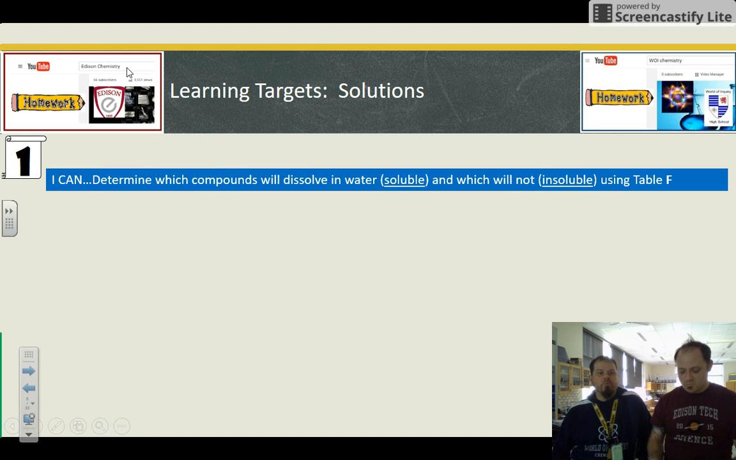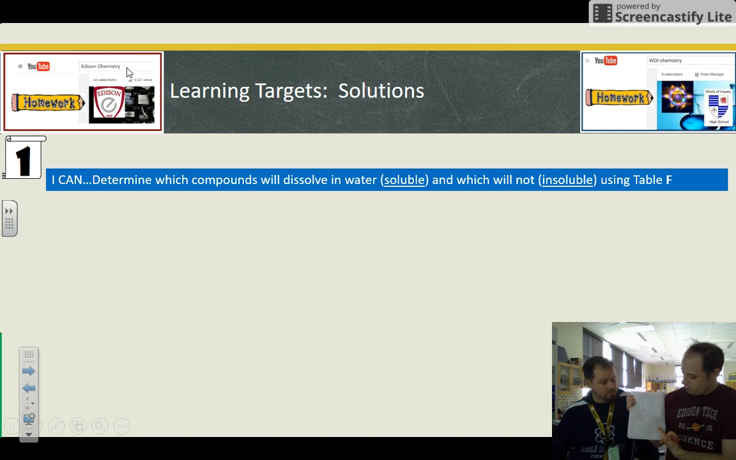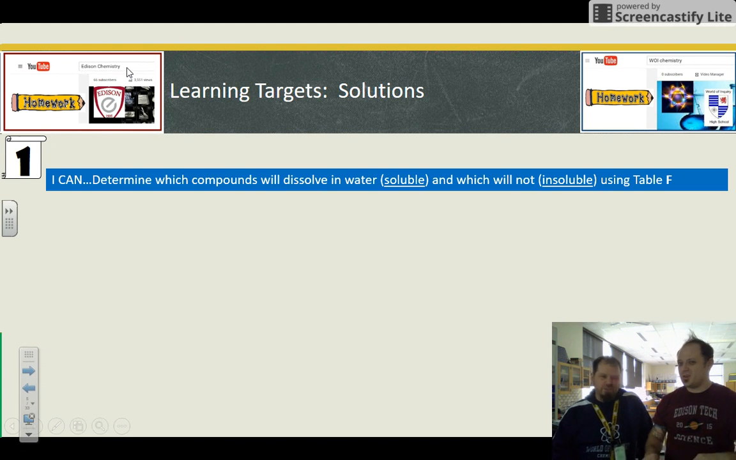You can determine which components or compounds will dissolve in water and which ones won't. Table F might be the hardest table to figure out because it doesn't show you how to read it. But when you learn, you'll figure it out. It's easy. We'll teach you. It's pretty simple.